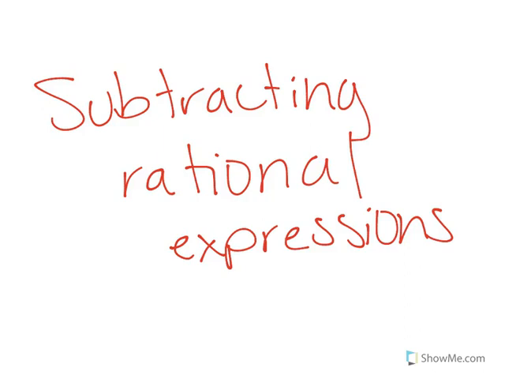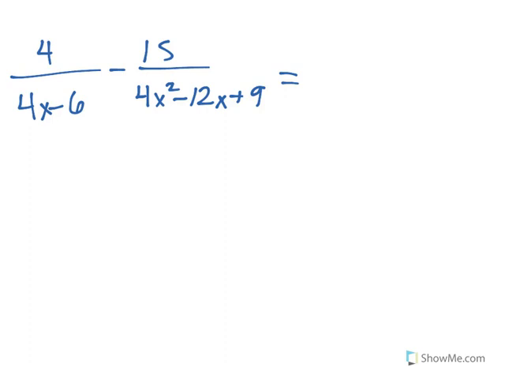Hello, so in this video we will practice subtracting rational expressions. So let's say we had 4 over 4x minus 6, minus 15 over 4x squared minus 12x plus 9. Given that the coefficients in our first denominator have a common factor of 2, we can factor that out, and we are left with 2 times 2x minus 3.